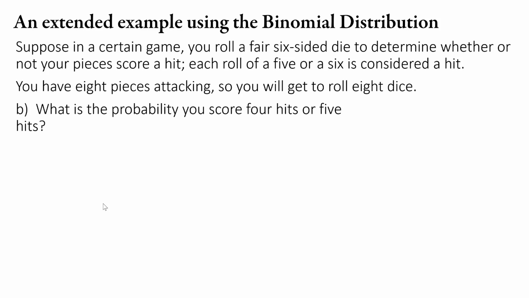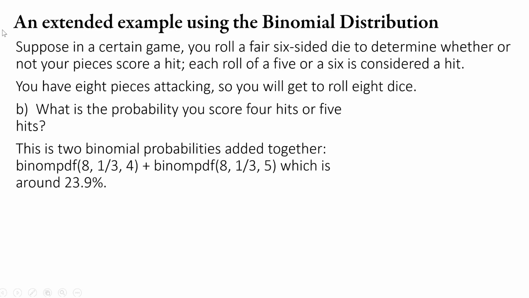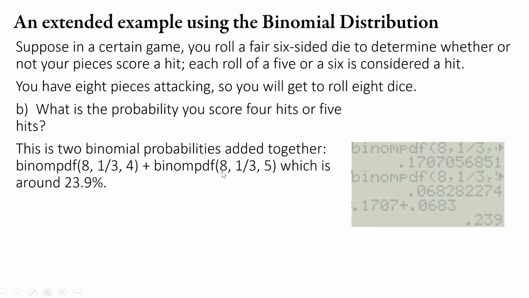Next example. What's the probability we score 4 hits or 5 hits? This is pretty straightforward. This is 2 binomial probabilities added together. We've got the chance of getting 4 successes out of 8 trials, plus the chance of getting 5 successes out of 8 trials. If I ask my calculator for that, it turns out to be about 23.9%. There's the calculated work. You can't quite see the 4 or the 5 here. It got cut off because it took too much room on the screen of the calculator.